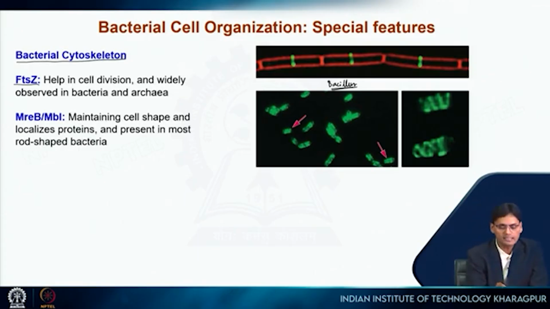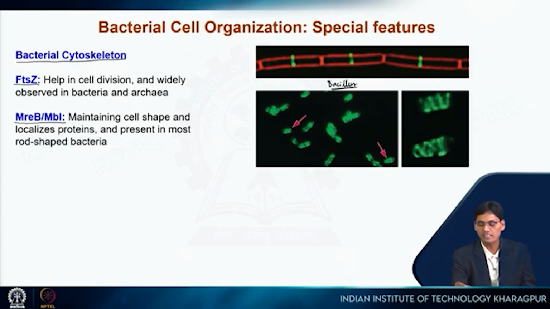And another cytoskeleton you can see here, MreB or MBL. This is again some kind of protein maintaining the cell shape and localizing proteins inside the cell. This is also present, and this is, I would say, an actin homologue. So, this is present in bacteria. This is very interesting.